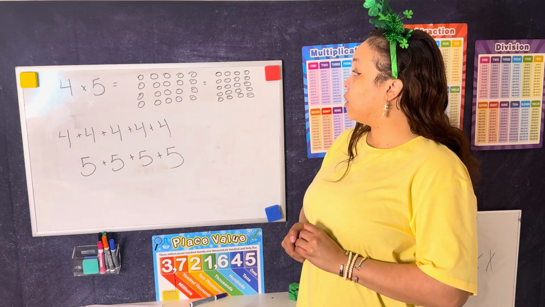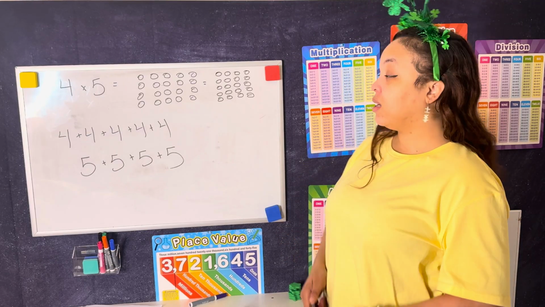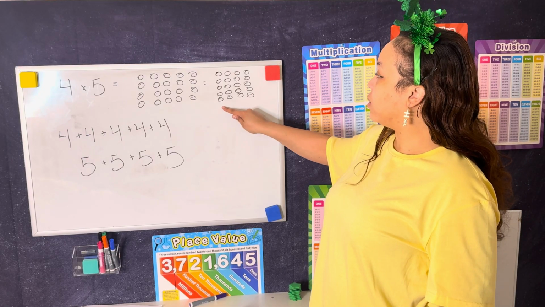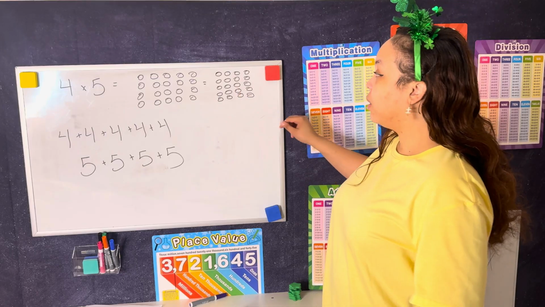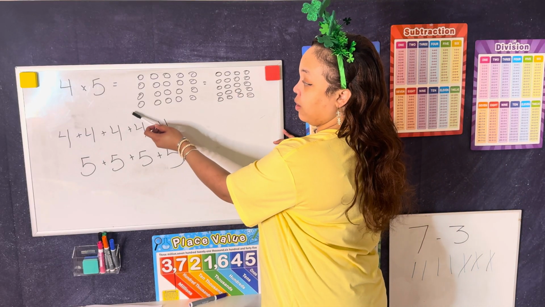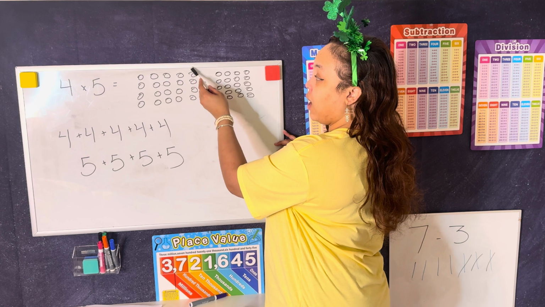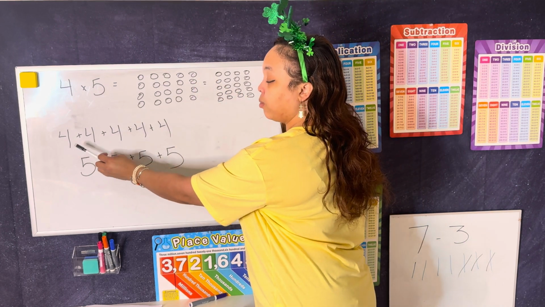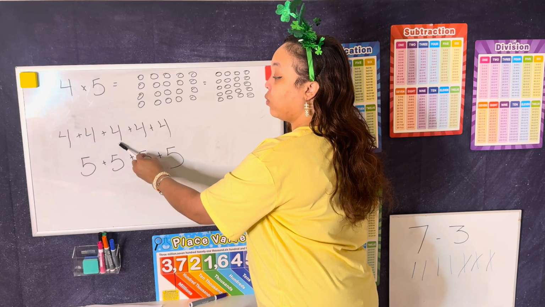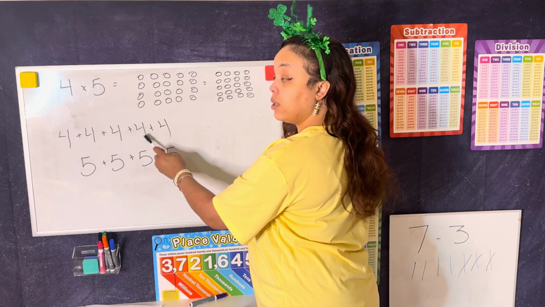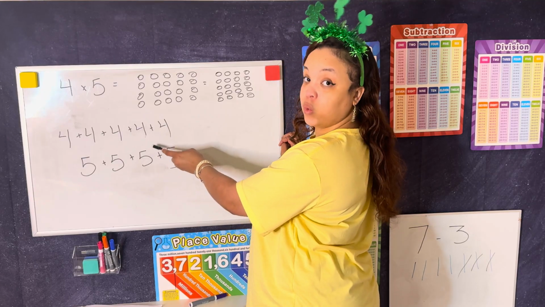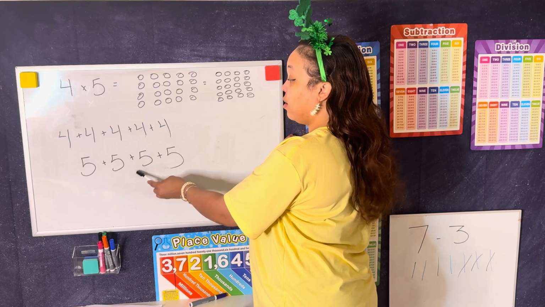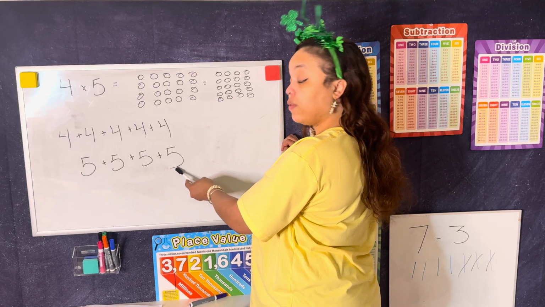Later on, we're going to work on area. So if you're looking at it, you have 5 times 4. That means there are 20 little circles in here. And this is the same thing. 4 times 5 gives you 20. This one, 4 plus 4, 8. Plus 4, 12. Plus 4, 16. Plus 4, 20. This, 5 plus 5, 10. Plus 5, 15, plus 5, 20.